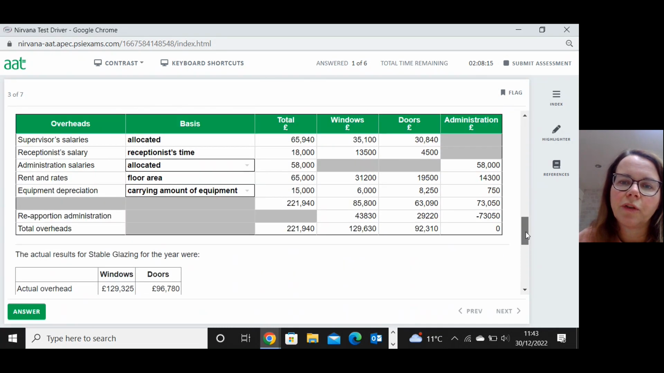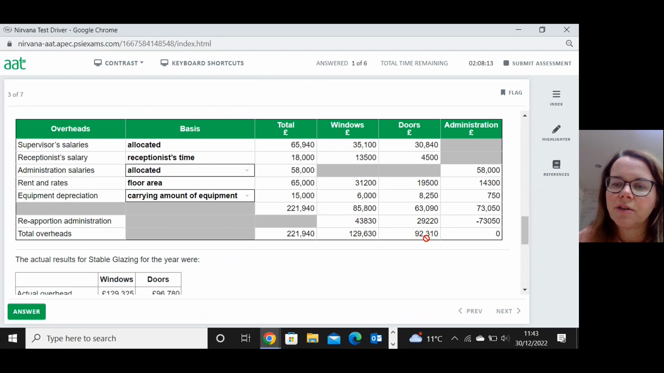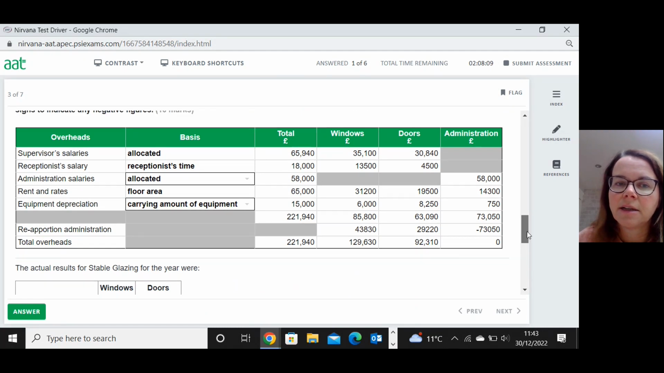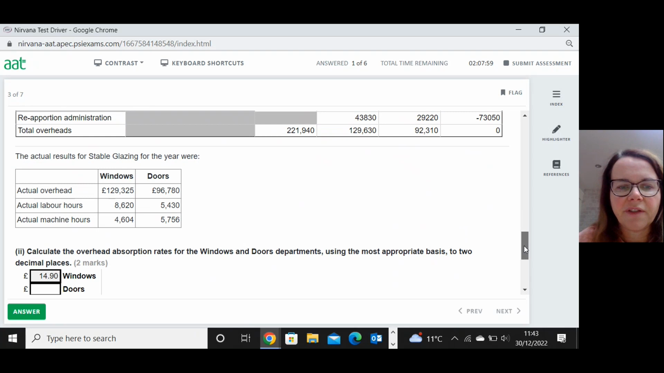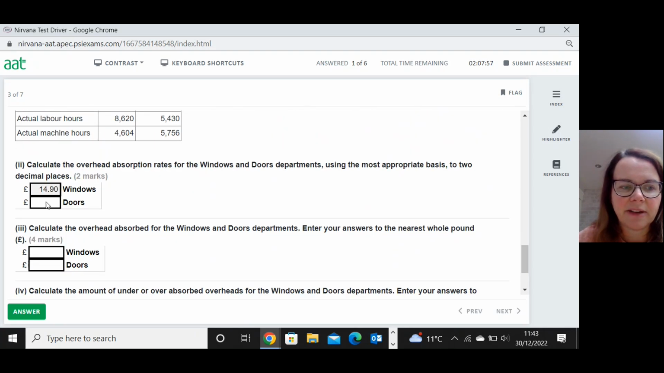And then repeat for doors. So we've got 92,310 as the budgeted overhead, which we are going to divide this time by the budgeted machine hours, 5430, which gives us a figure of £17 exactly.